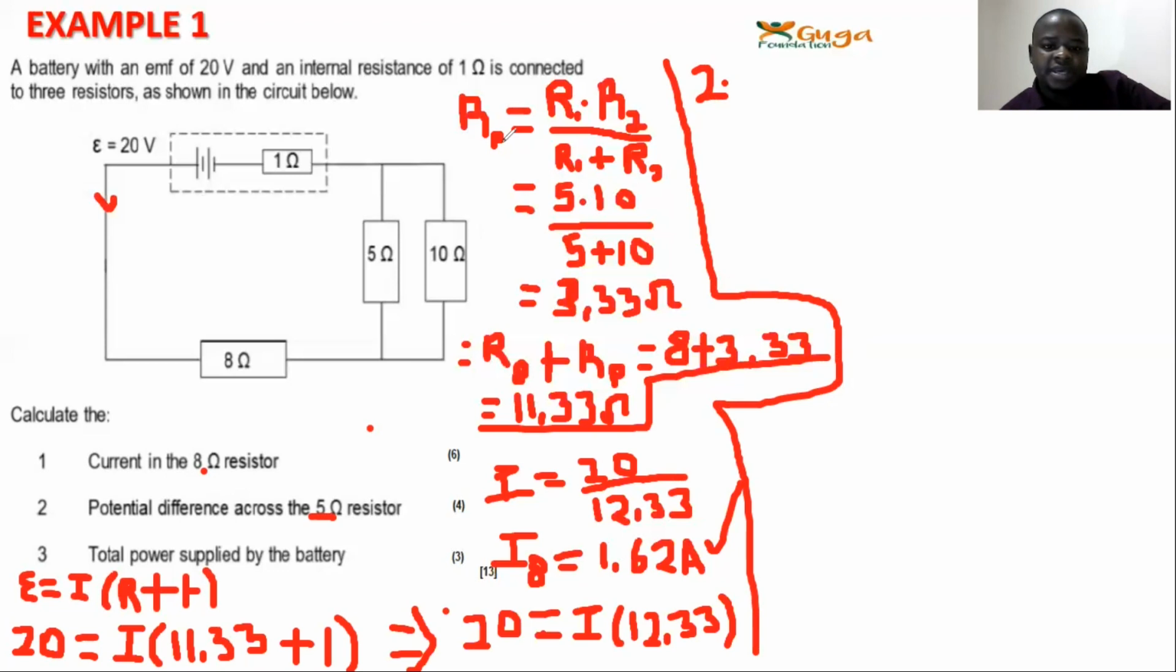We've already got this RP here, right? So potential difference is given by V. So I say V of 5 is equal to V of 10, because we're just looking for the potential difference here of 5, which is equal to V of P. And then we know that V is equal to IR.